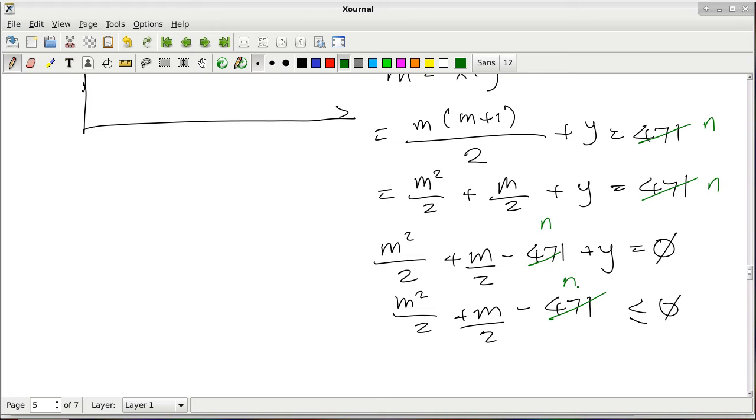Yep, go ahead. So I thought I understood why I went from equality to inequality, but I think I mixed it up. So are you just saying that the quadratic with m squared over 2 plus m over 2 plus y is a positive number, so if you take the y out and subtract 471, you're subtracting a smaller number minus a bigger number, and that's why it's less? Yep. So going from this step, equal to 0, to the last step, which is less than or equal to 0, relies on the fact that we know y is non-negative.